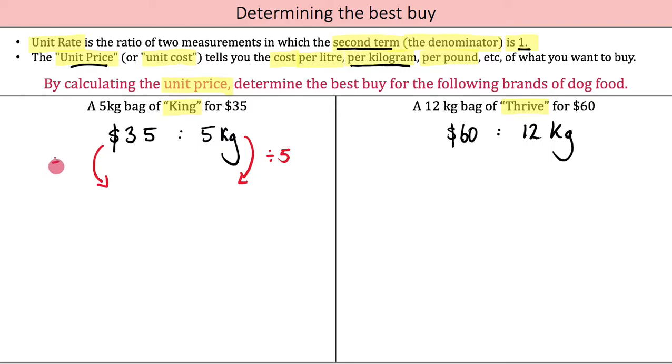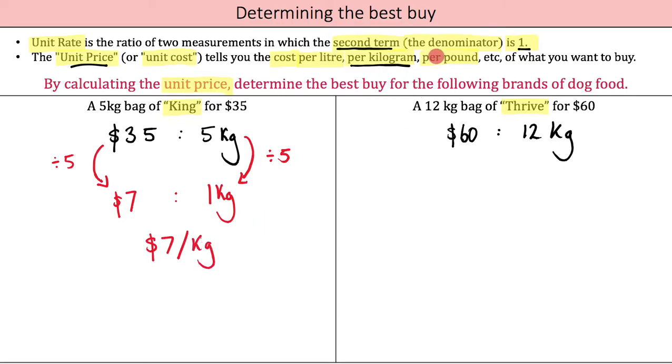If I divide this side by 5, I must divide the other side by 5. So I'm going to get 5 kilos divided by 5, that's just going to be 1 kilo. And 35 divided by 5, that's going to be $7. That wasn't kilos, it's dollars. $35 divided by 5 will be $7. So that means we're going to get $7 for every 1 kilo. So it costs $7 a kilo.